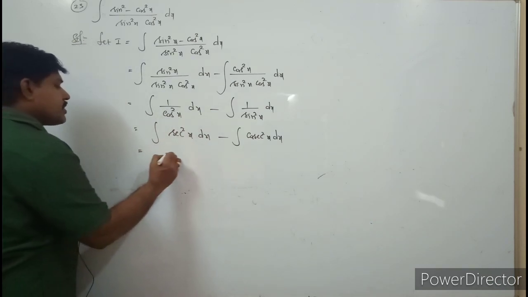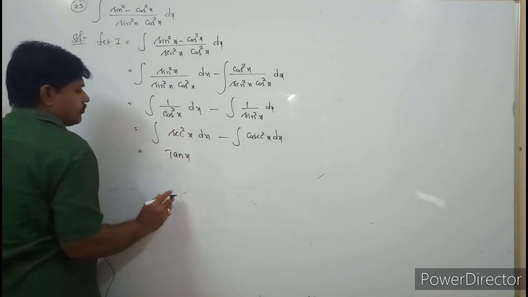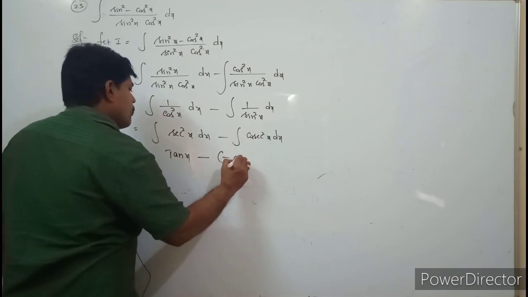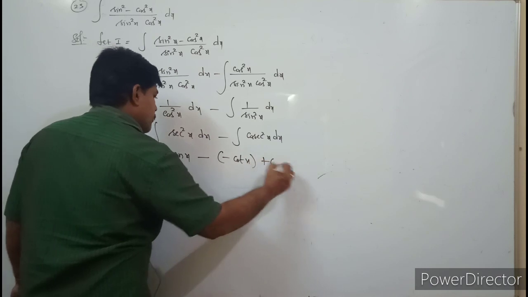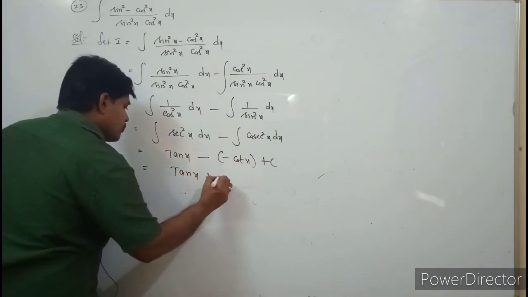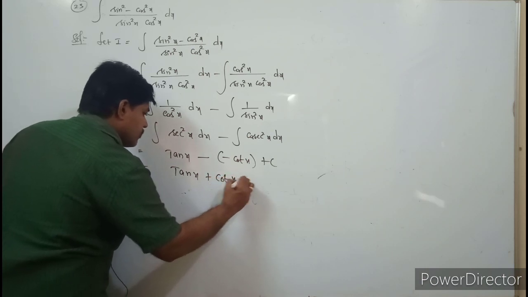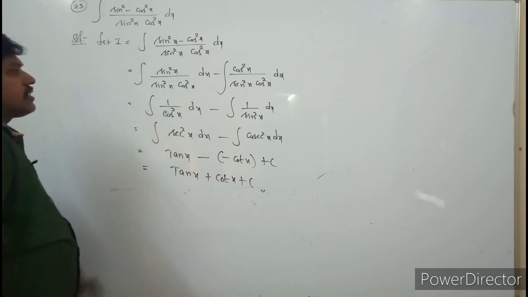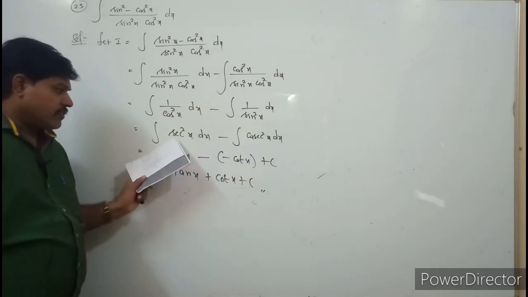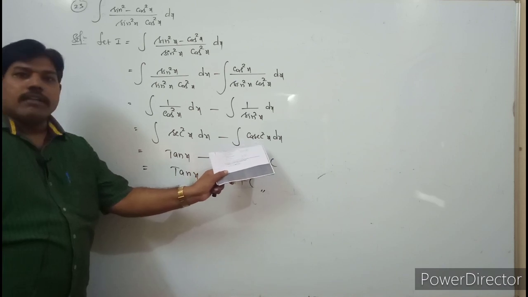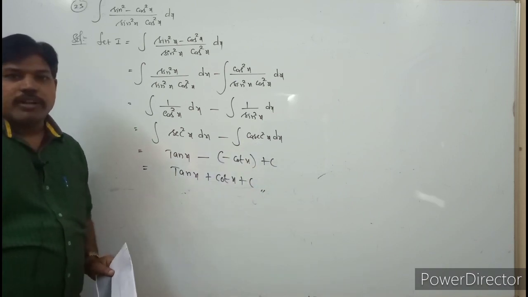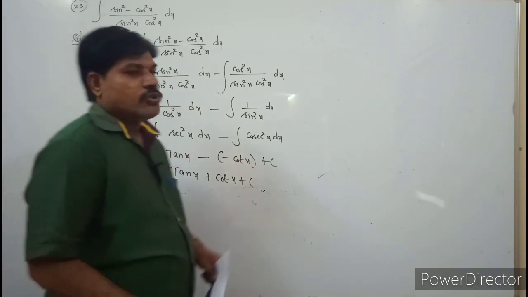So that is equal to integral of secant square x is tan x, minus integral of cosecant square x is minus cot x, plus c. So that is equal to tan x minus of minus plus cot x plus c. So just separate the terms: you get integral of secant square x minus integral of cosecant square x. Integral of secant square x is tan x and integral of cosecant square x is minus cot x. So tan x minus of minus plus cot x plus c. So see that question, students.